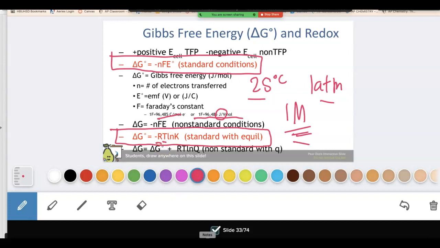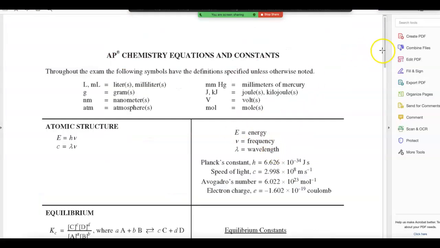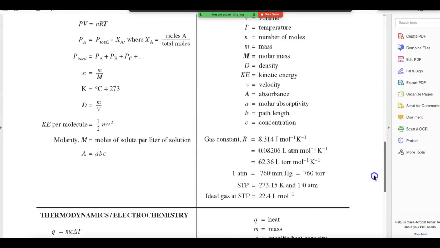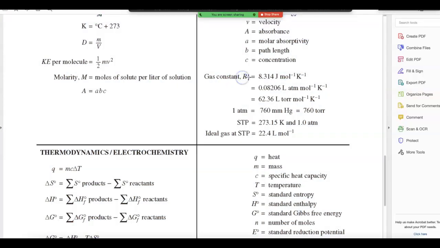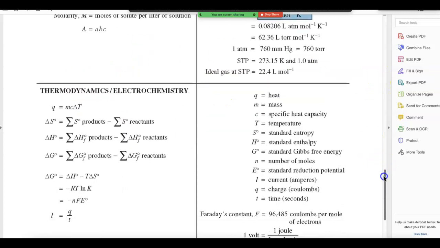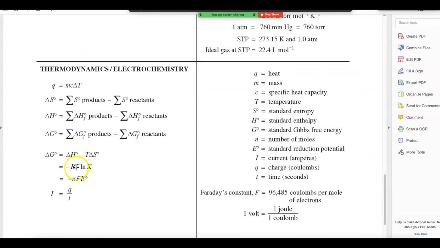R is the constant. Now let's look at our constants, because we have 3 R constants. And if we're doing free energy, you're going to use the one that has an energy unit in it, aka this one, because it has the joule in it, which is an energy unit. Okay? So that's the R in that equation. See, R. T is temperature in Kelvin. Natural log of equilibrium constant K.